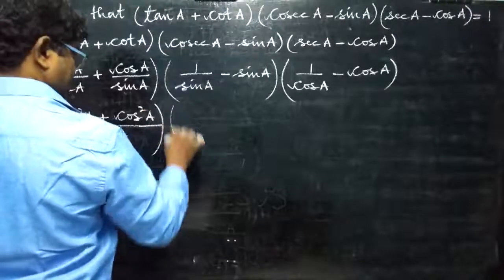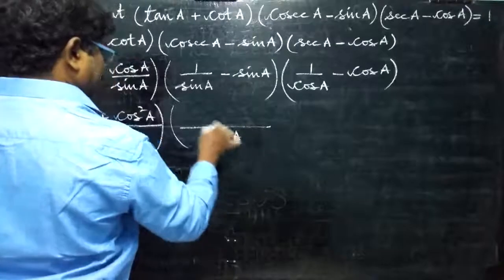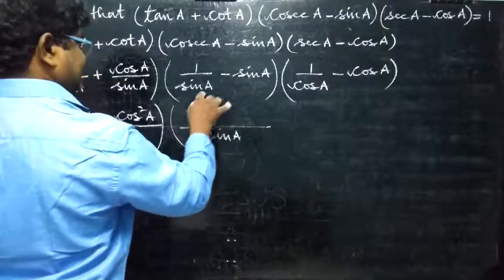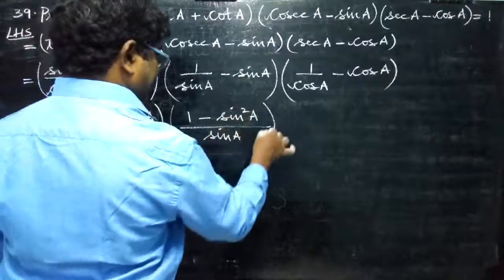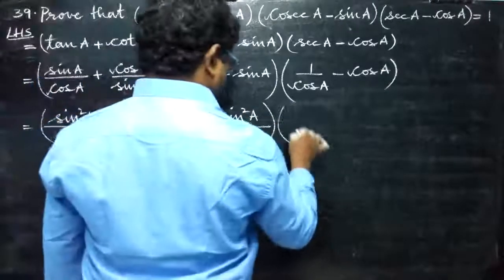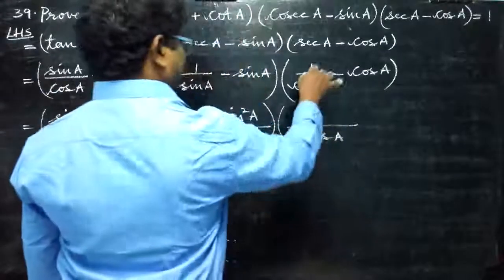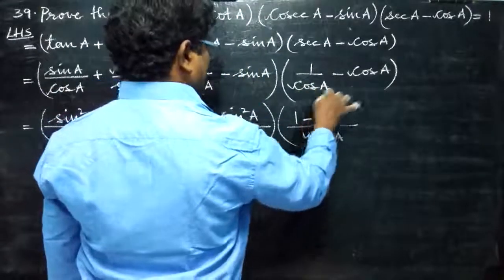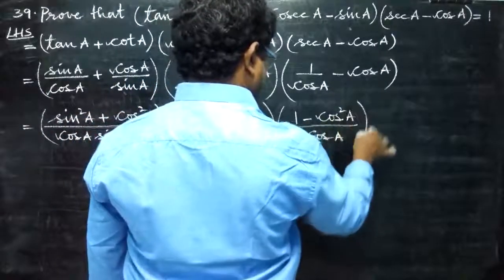Next, here also take LCM. Sin A is LCM. 1 ones are 1 minus sin A into sin A, sin square A. Next, here cos A is LCM. 1 ones are 1 only minus cos A into cos A, cos square A.